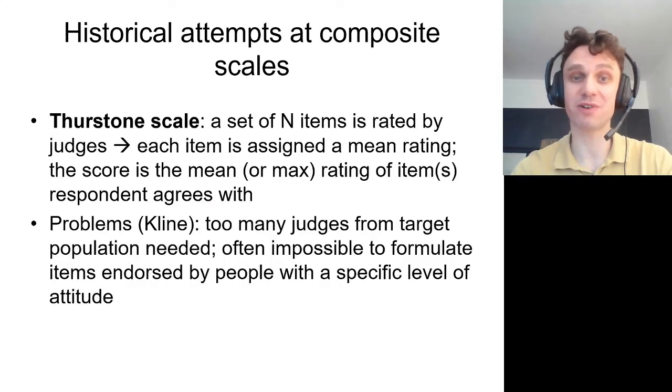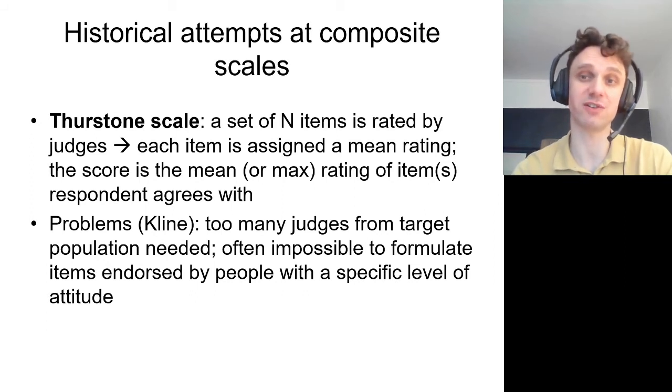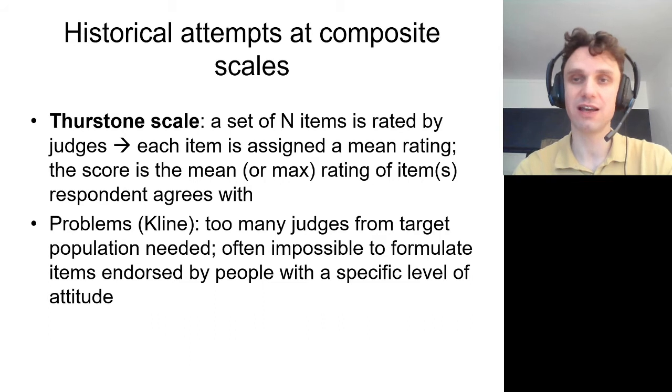Another guy who proposed his attempt was Thurstone, who said, let's formulate a bunch of questions and let's ask expert judges to rate each question in terms of how strongly it reflects the construct. And then when people give answers, we will just use expert ratings to determine the position of this person on the scale. But unfortunately, also it did not work.